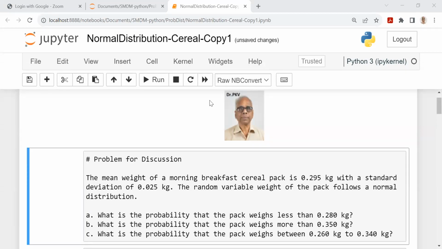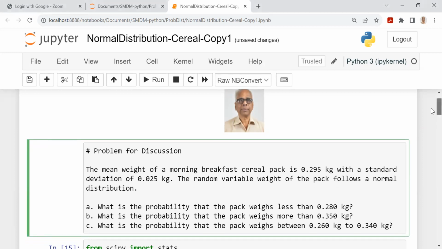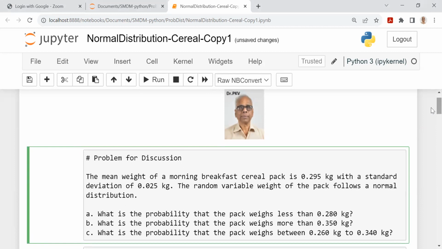Dear friends, in this video, we will discuss an example problem where normal distribution is applied. The problem is stated like this. The mean weight of a morning breakfast cereal pack is 0.295 kg with a standard deviation of 0.025 kg. The random variable weight of the pack follows a normal distribution.